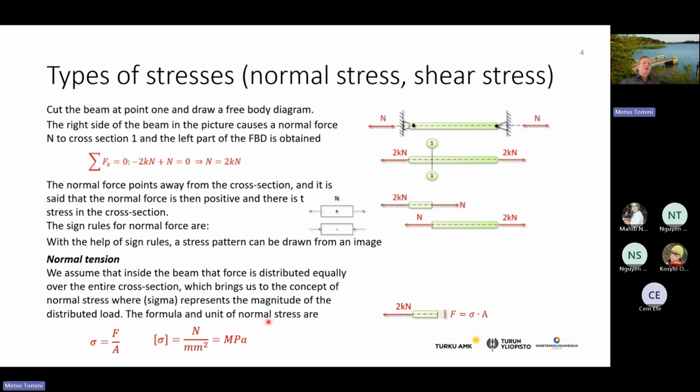strength units were also megapascals. So that's why we must use the force unit newton and the area unit square millimeter.